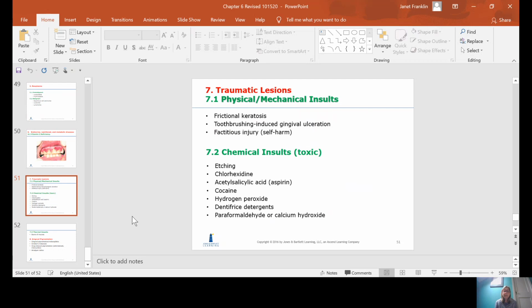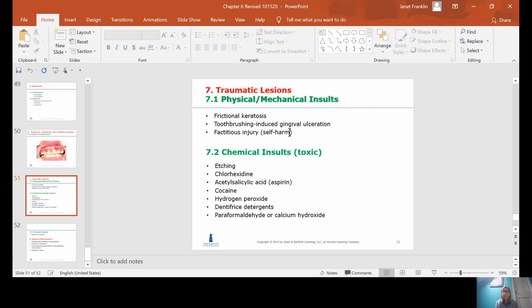Traumatic lesions. Traumatic lesions are big. So physical or mechanical traumatic lesions might be toothbrushing. So the patient is brushing their teeth and they hit a wrong spot. Chemical or toxic chemical ones, aspirin can cause some of that. Hydrogen peroxide can cause chemical burns. So a patient is wearing bleaching trays, it can cause some burning to the tissue. Some of your toothpaste agents can cause toxic burns.